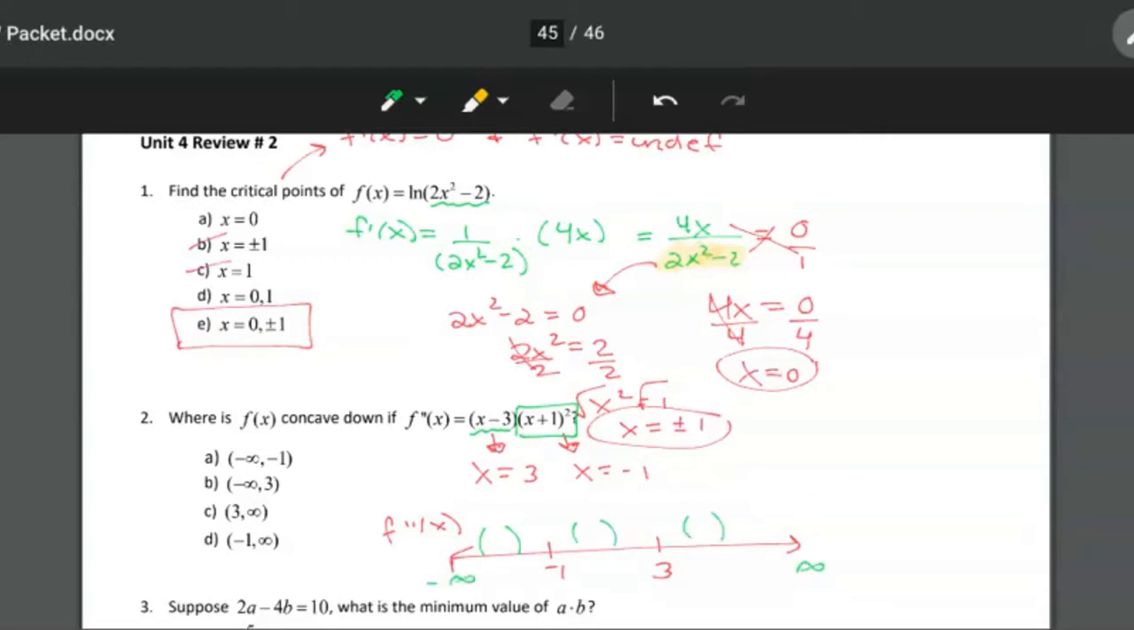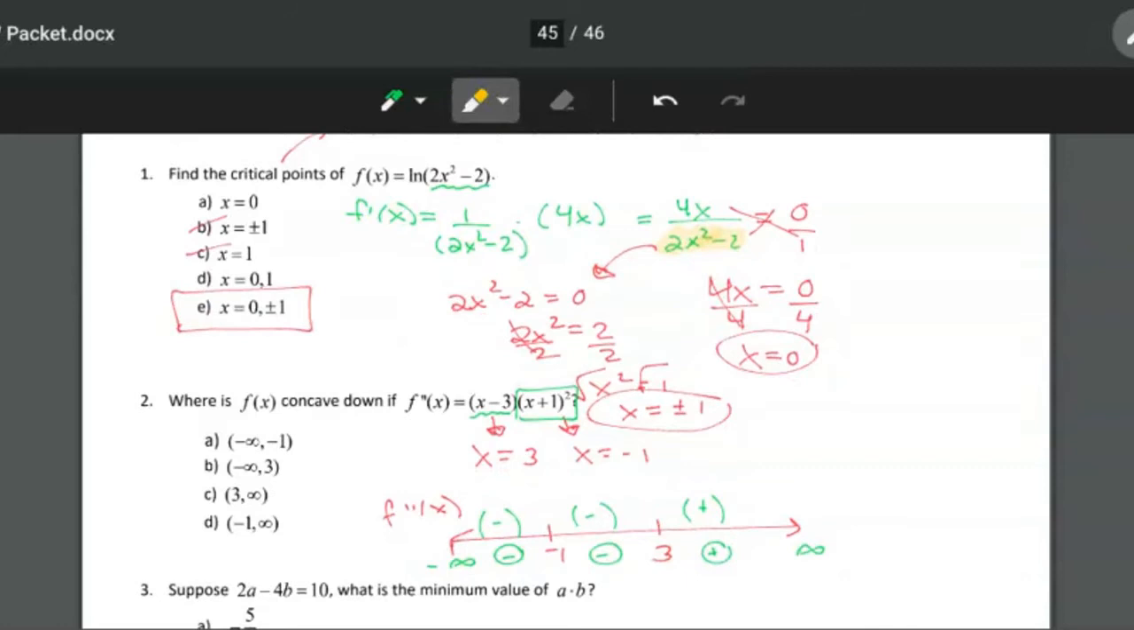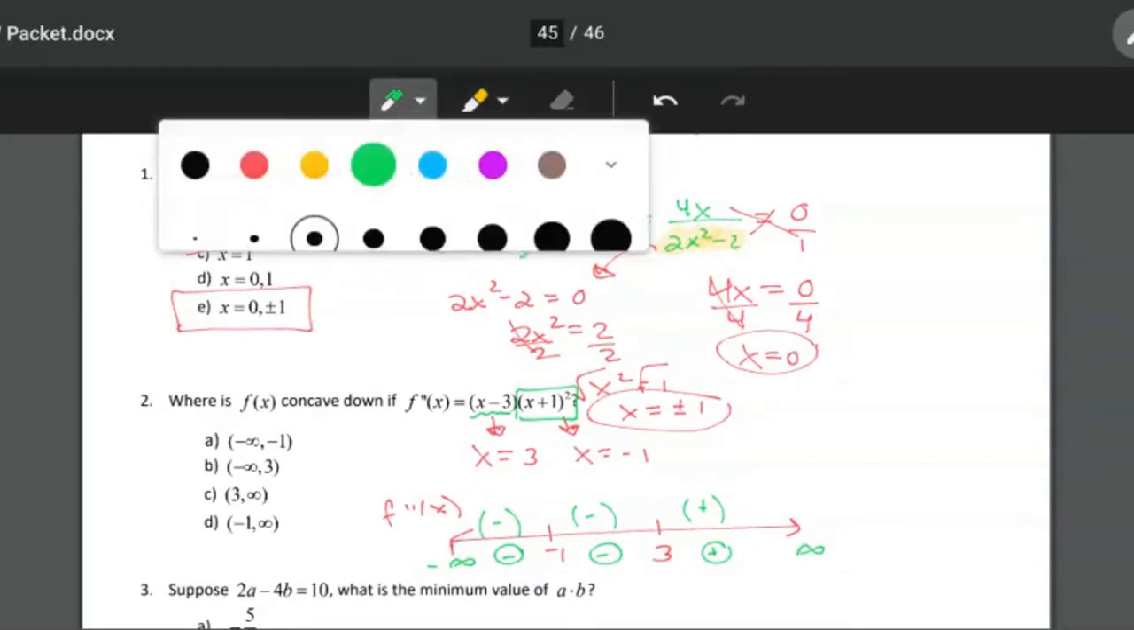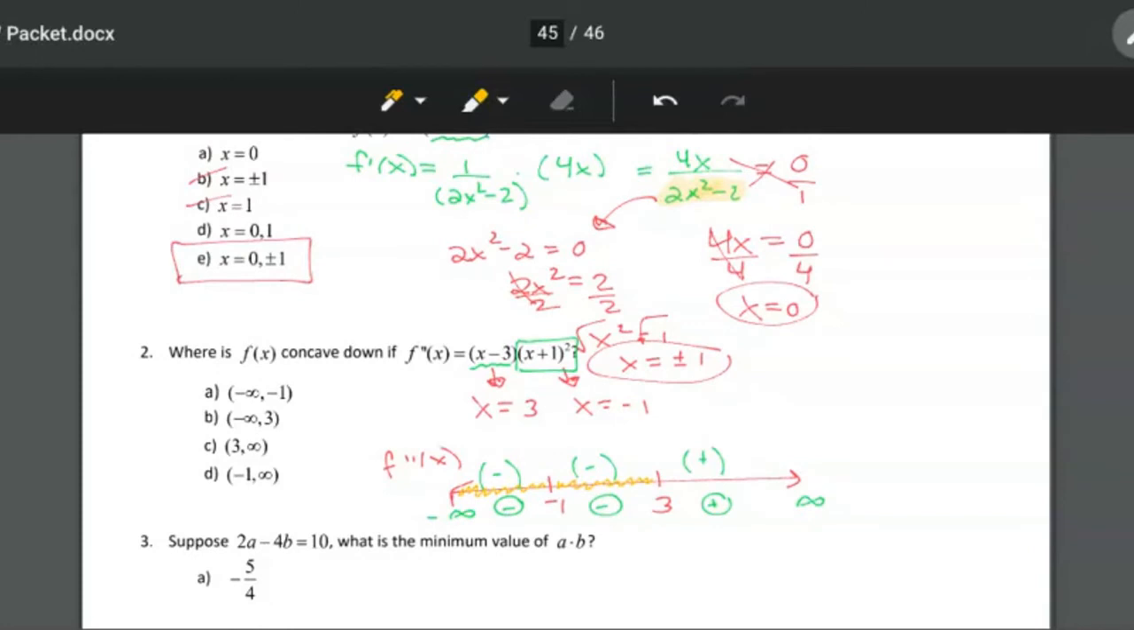And we can plug in numbers. So on the first interval, maybe you plug in a number like -2. -2 minus 3 is a negative number, so overall we get negative. If we plug in a number between -1 and 3, like 0, 0 minus 3 is a negative. And then if we plug in a number like 4, 4 minus 3 is a positive. So if we're looking for concave down, concave down happens where we have our second derivative being negative. All of this right here. So really negative infinity to 3 would be answer choice B.